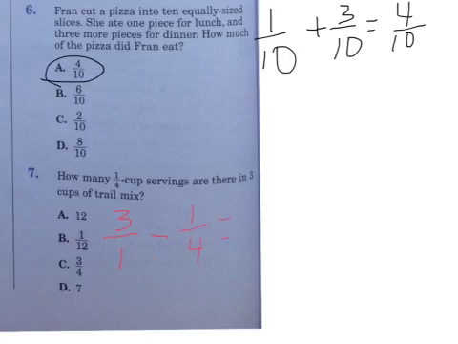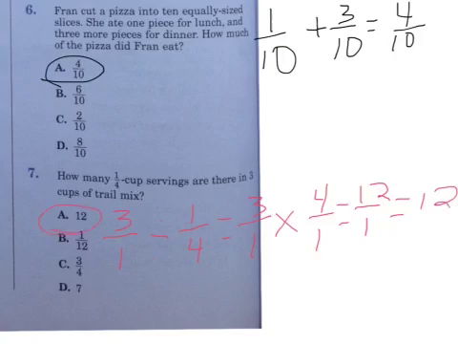So we know anytime we divide, all we're going to do is flip our number here. So it's going to be 4 over 1, and then we're just going to multiply it out. So we know 3 times 4 is 12. It's going to give us 12 over 1, and our answer is going to be 12, which is A. Let's go to number 8.